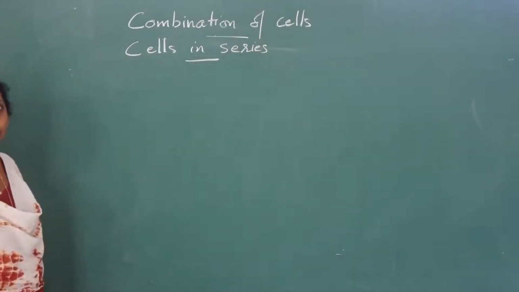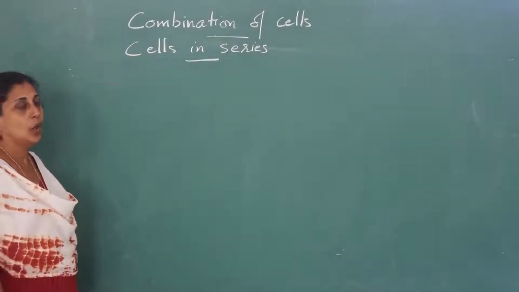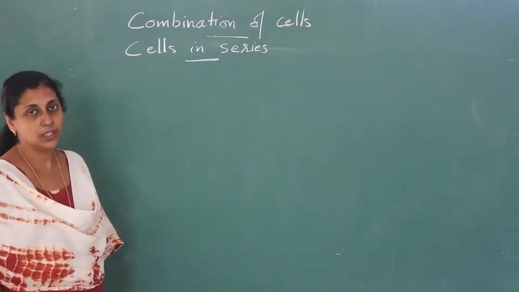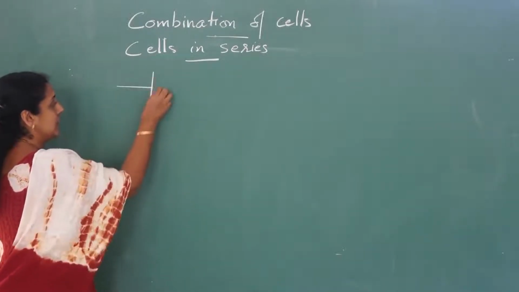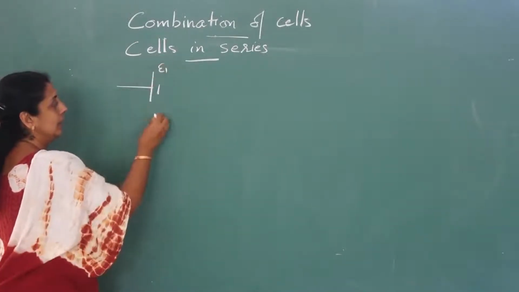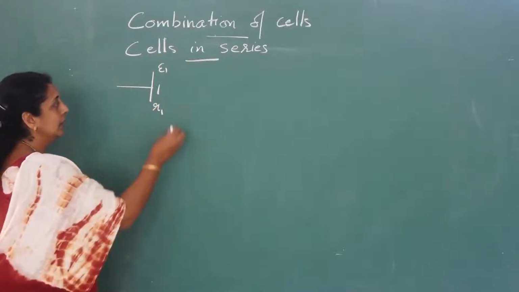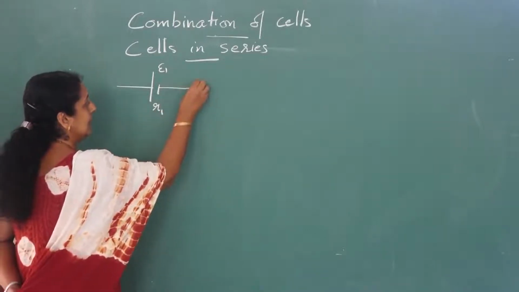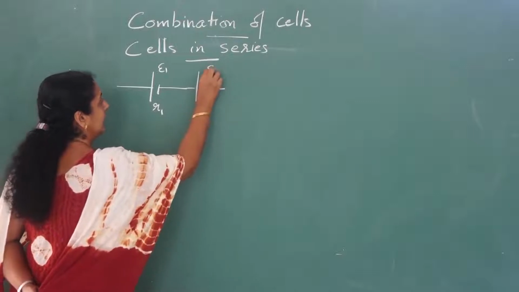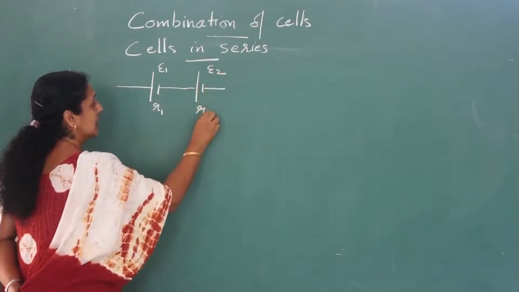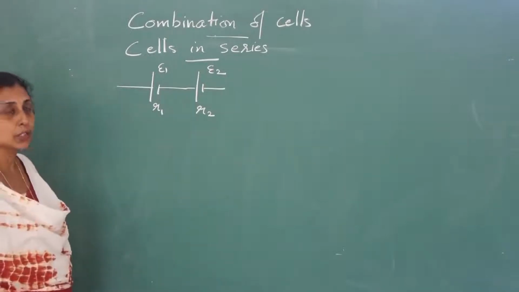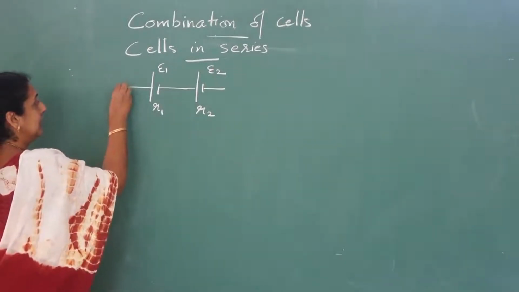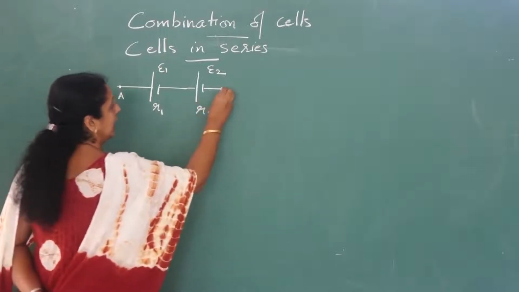Let us consider two cells of EMF E1 and E2 being combined in series. So we have the first cell of EMF E1 and internal resistance R1, which is combined with a second cell of EMF E2 and internal resistance R2. Let this be connected to a circuit. Let me label the terminals as A and B.